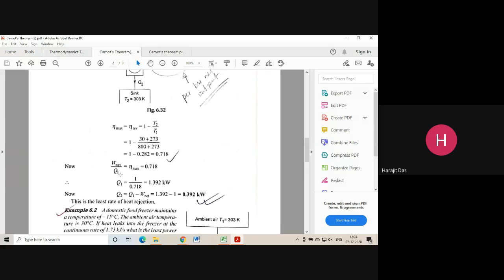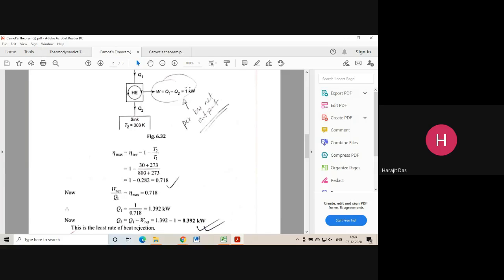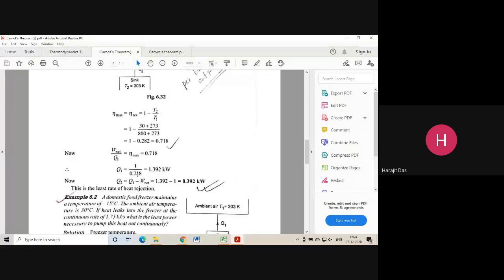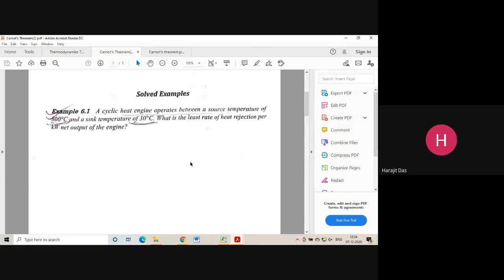So what is Q1 then? Q1 is W net upon eta maximum. W net is 1 kilowatt, because it is given in the question to find Q2 upon W. So 1 divided by 0.718. This will be your Q1. But you are asked to find the minimum amount of heat rejected per kilowatt of the work output of the engine.